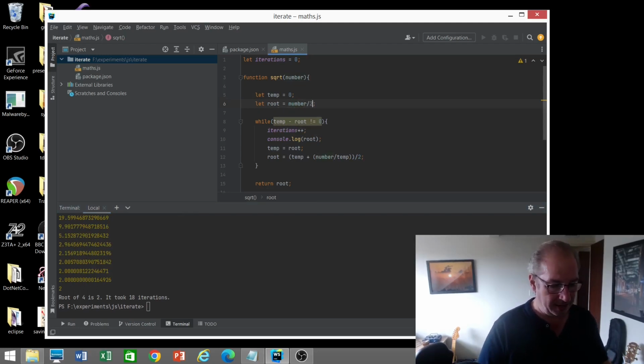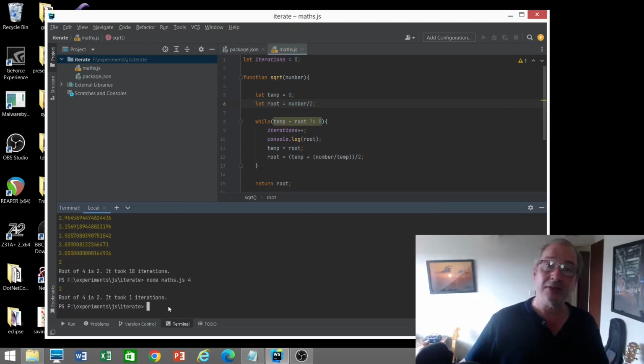Let's just change that back. Let's try it again. Square root of 4. So it only goes round once. Now that's the one number that it will only do one iteration for. All the rest are out. It'll need to do more iterations.